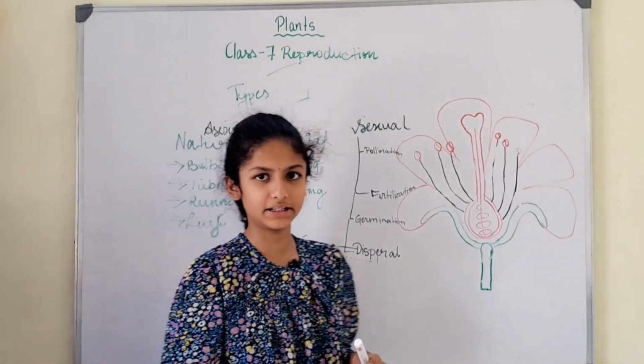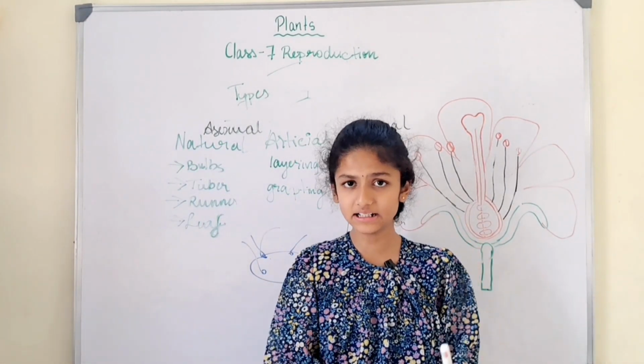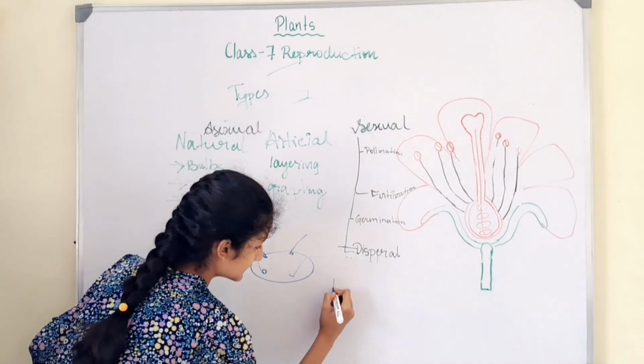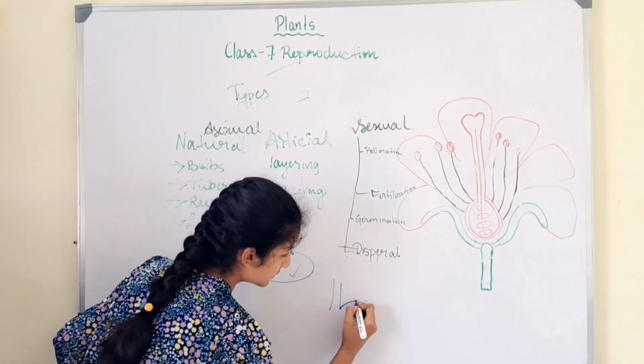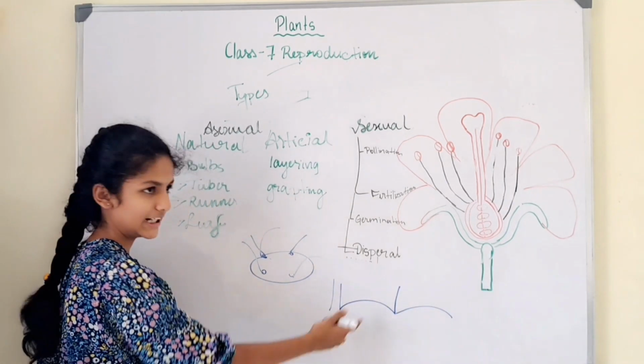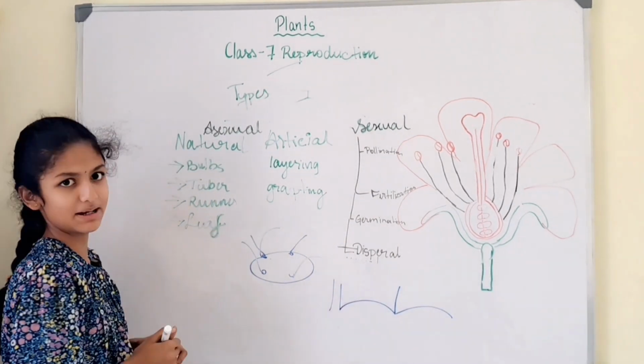Strawberry has a stem runner. What it does is that the stem will be growing. Suppose this is a stem. Another branch will grow like this. Here again one more will start growing. This is a stem runner. It looks like running. So it's known as stem runner.